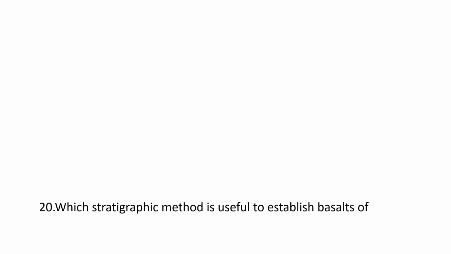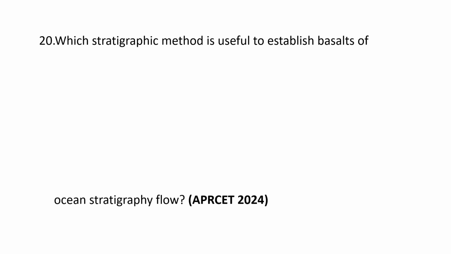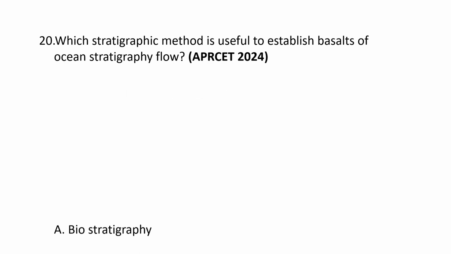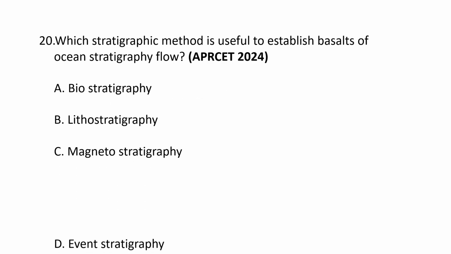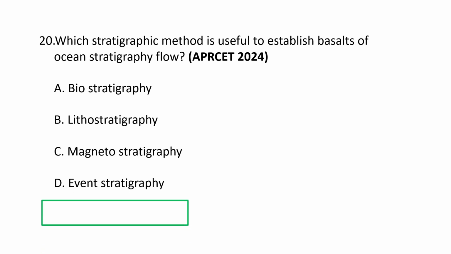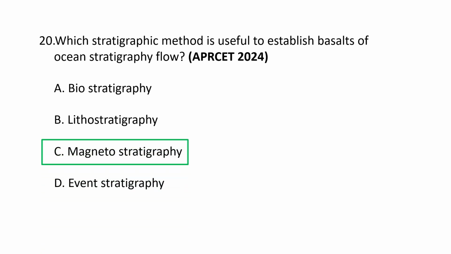Next question. Which stratigraphic method is useful to establish basalts of ocean stratigraphy flow? A. Biostratigraphy, B. Lithostratigraphy, C. Magnetostratigraphy, and D. Event stratigraphy. The correct option goes as C. Magnetostratigraphy. The magnetostratigraphic method is fundamentally used for establishing the stratigraphy and age of the oceanic basalts, and in fact the study of the marine magnetic anomalies in oceanic basalts was crucial to developing and validating the global geomagnetic polarity timescale and the theory of seafloor spreading.